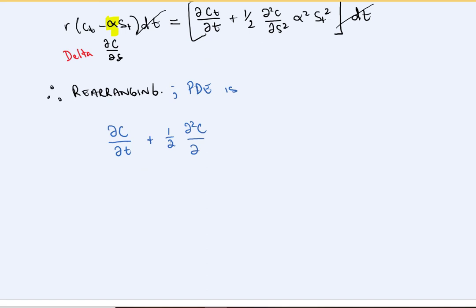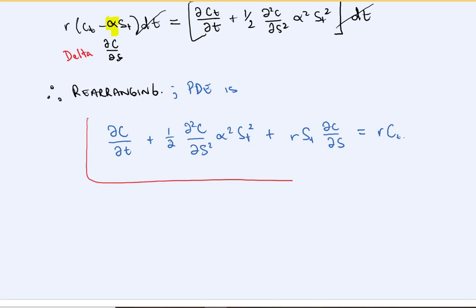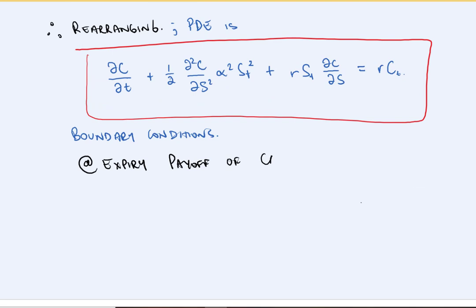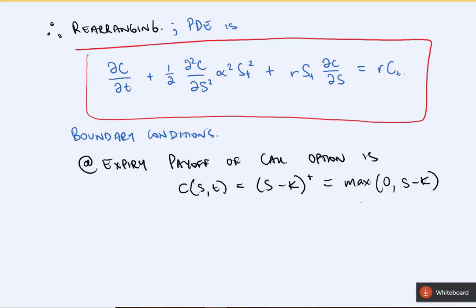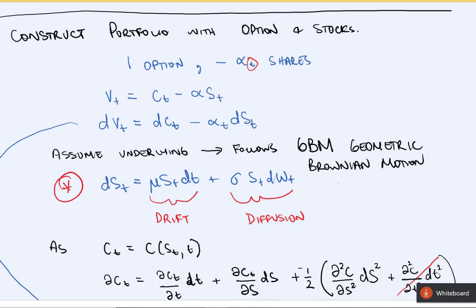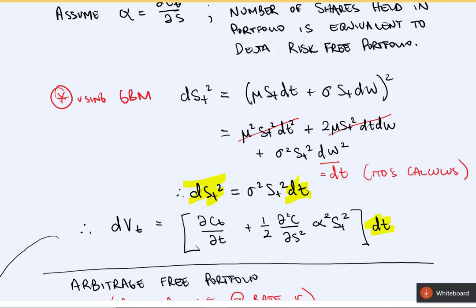Now, we can't forget about one really important aspect of PDEs, the boundary conditions. And we know that at the expiry, the payoff of a call option is the max of zero and the difference between the underlying and the strike. So reiterating, we construct the risk-free portfolio with options and shares. We use GBM as the underlying model. We create the arbitrage-free portfolio, equate both sides, and rearrange.